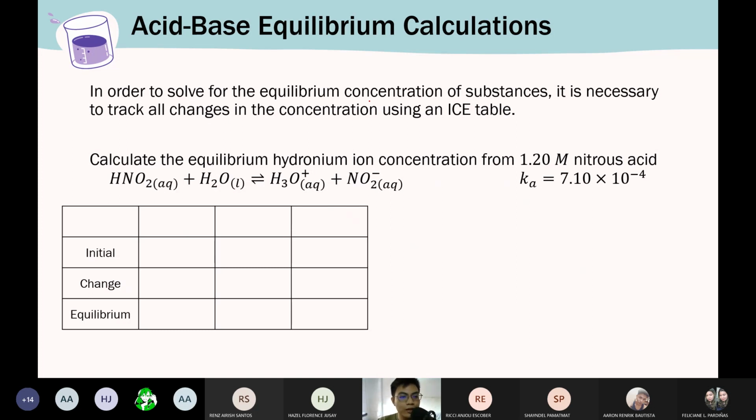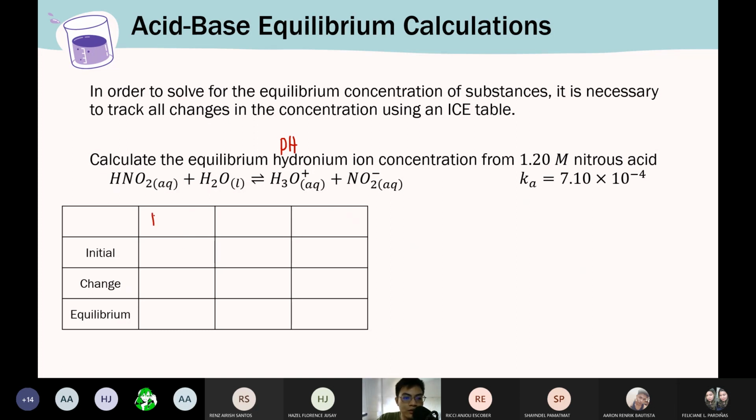So let's say we want to calculate the equilibrium hydronium ion concentration of 1.2 molar nitrous acid. Not only the hydronium ion concentration, but also the pH. So given the equation, nitrous acid is a weak acid, so it will dissociate into H plus and the anion, the conjugate base, NO2 minus. So you just write the important species that are written in the K expression.